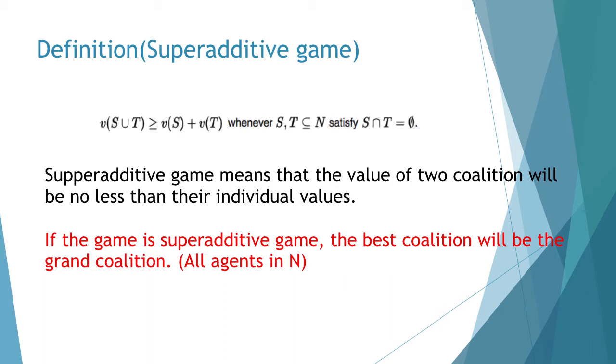Now let's look at the definition of a superadditive game. We say that a coalition game is superadditive if for all subsets S and T of N, if the intersection between these two subsets is empty, we make a new coalition, S union T, that combines these two coalitions together. The value of this new coalition is at least as big as the sum of the values of the two coalitions independently. In other words, the value of the combined coalition will be no less than their individual values. So, if the game is a superadditive game, we can easily draw the conclusion that the best coalition will be the grand coalition, which means everyone participates in this coalition.